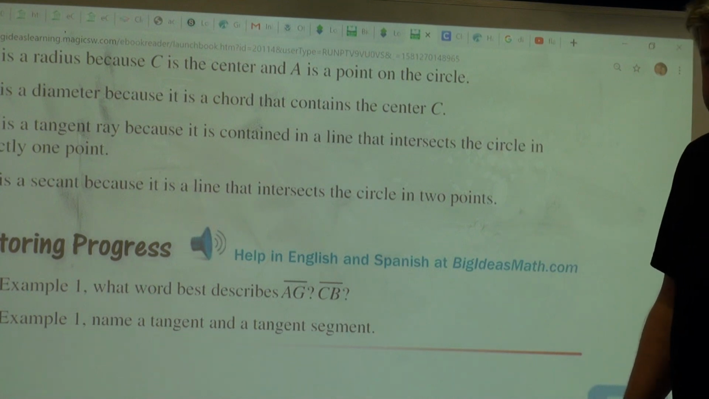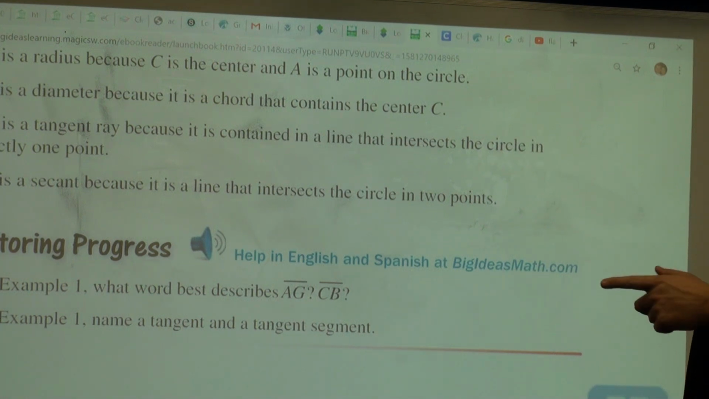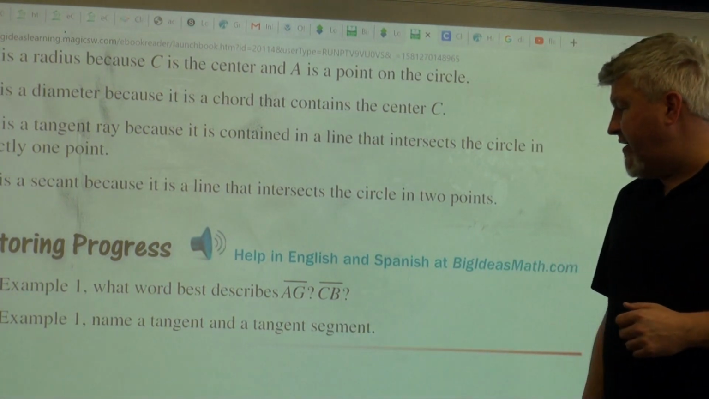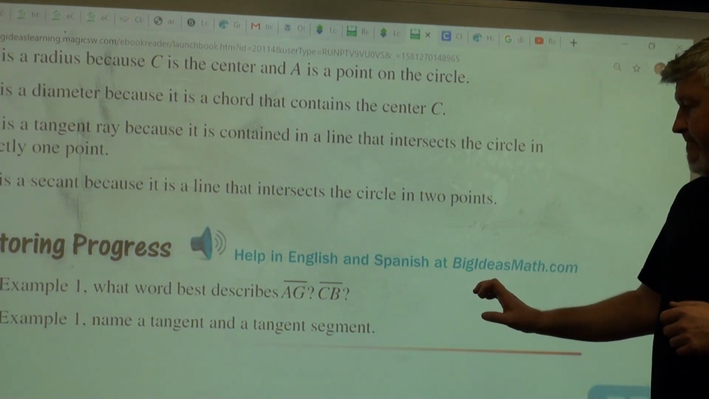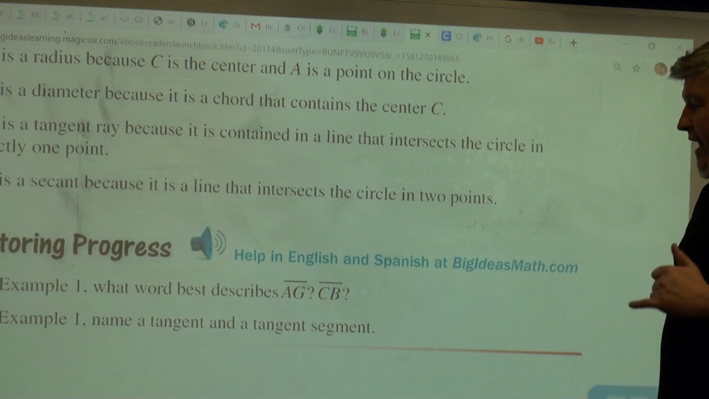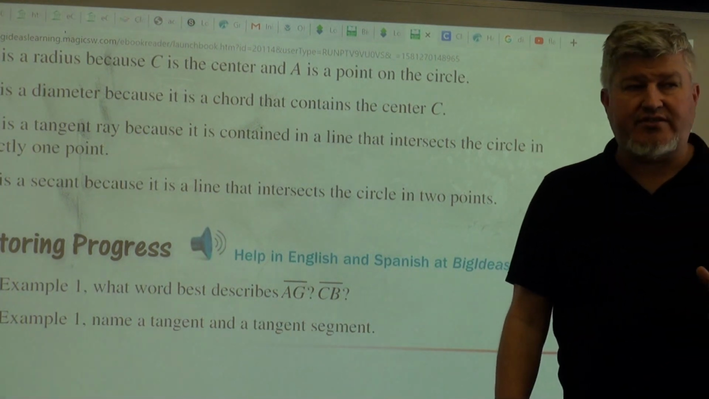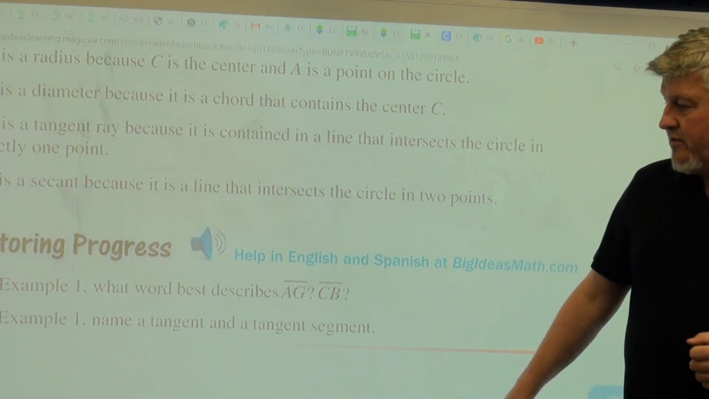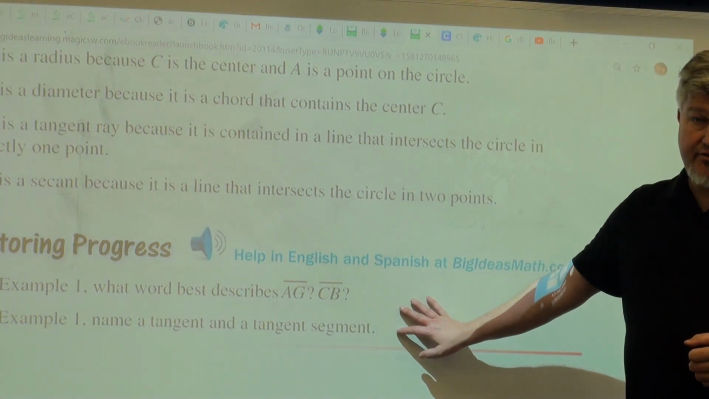These are easy, won't take you long. We'll have some that'll take a little longer. In example 1, what word best describes AG and segment CB? And then in example 1, name a tangent and a tangent segment. So, teacher, please pause here. Groups, find those answers.